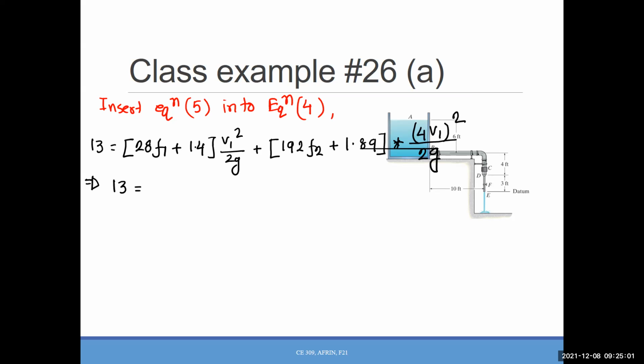But before doing that, I will just polish this equation a little bit because it's just a very big equation. So 28 F1 plus 1.4, V1 square over 2G. Since it's 4 square, 192 F2, 4 square, 1.89.